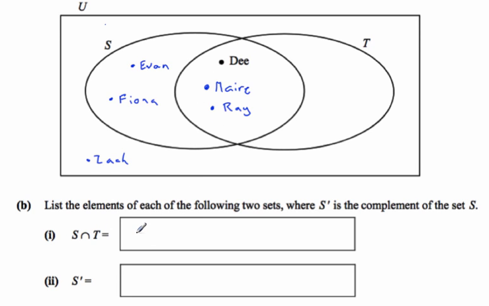So if we're listing the elements, it's D, Moira, and Ray. And for part 2, it says list the elements of S complement. Now S complement means anything that's not in S. So the only person who's not in S is Zach.